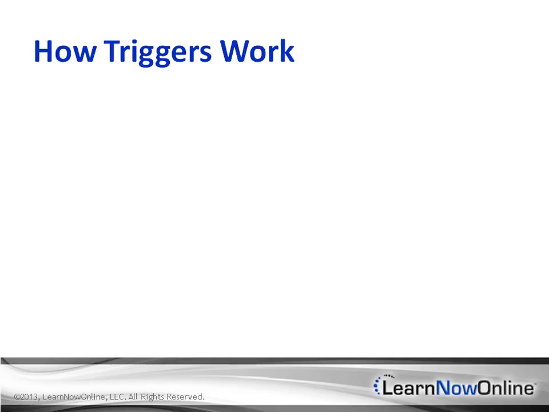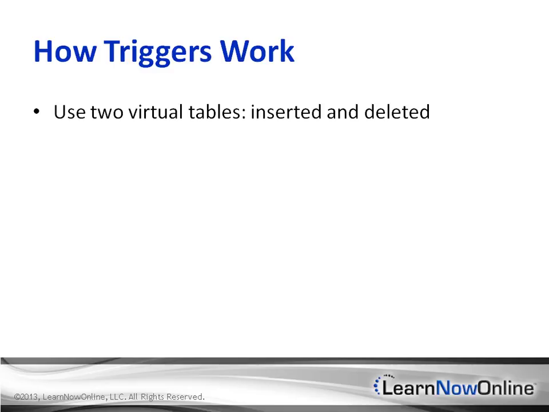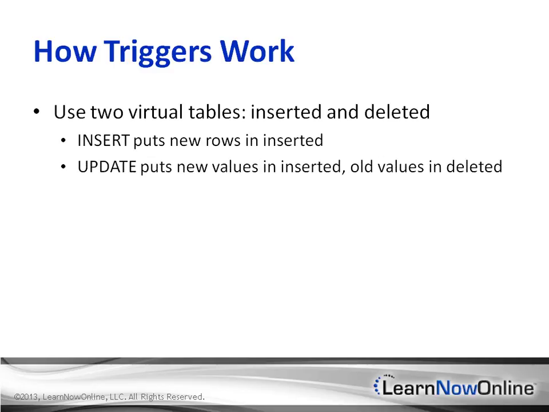Let's talk about how triggers work. A trigger uses two virtual tables named inserted and deleted. Those are literally the names of the tables that you access. And it uses those tables to facilitate the actions that you can take in trigger code. When SQL Server fires an insert trigger, it inserts the new row values into the inserted table. For an update trigger, the new row values are copied to the inserted table, and the old row values are copied to the deleted table. So it uses both of those tables together. And then for a delete trigger, the deleted row values are copied to the deleted table.